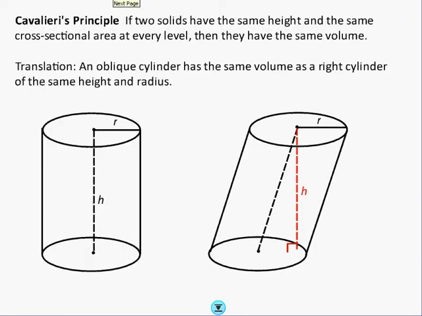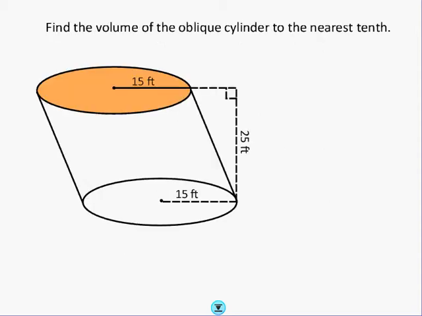Okay, this is Cavalieri's principle. It's very simple. All it tells us is that if a right cylinder and an oblique cylinder have the same radius as these two do and the same height, then they have the same volume. So if we want to find the volume of an oblique cylinder, we're just going to assume that it has the same volume of a right cylinder with a height of 25 and a radius of 15. So the volume of a cylinder is pi r squared h. Pi, the radius is 15, and the height is 25. Again, plug into the calculator.